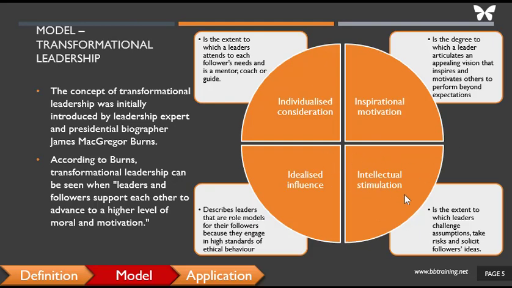The last aspect is intellectual stimulation. It is the extent to which leaders challenge assumptions, take risks, and solicit followers' ideas. So a transformational leader, my dear friends, who takes care of people in these four aspects, becomes a role model, becomes a coach, a mentor, a guide, has a strong vision and mission and purpose of taking this team to the next level, and also challenges each other, listens to the team members, and solicits their ideas as well.